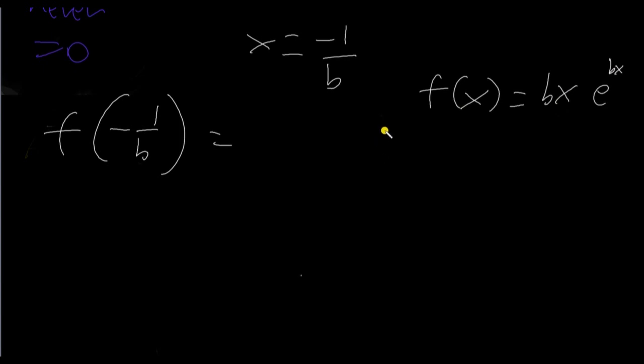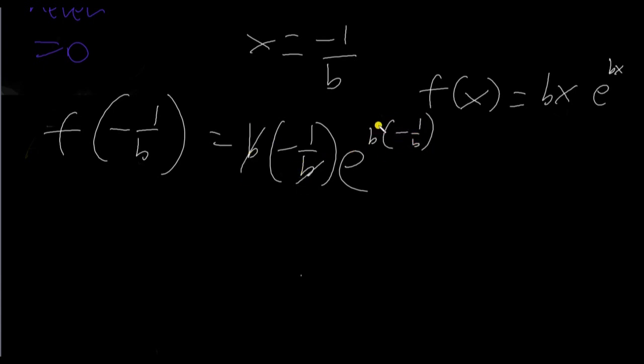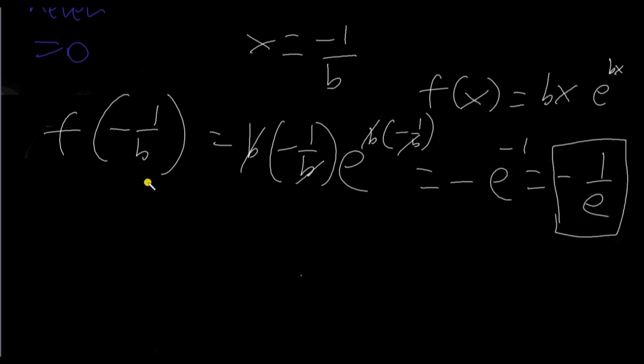So plugging in negative 1 over b gives me b times negative 1 over b times e to the b times negative 1 over b, and the b's cancel. This gives us negative e to the negative 1, or negative 1 over e, which is our final answer. We found the absolute minimum, and notice that no matter what the value of b is, as long as b isn't 0, we get the same minimum value of negative 1 over e. So you get the third point for solving that and getting your right answer. Okay, that was question 2.